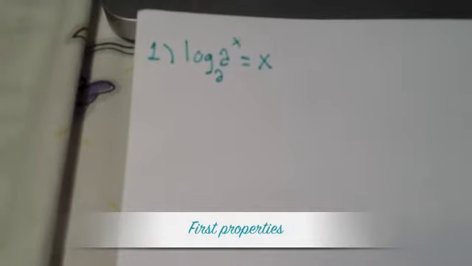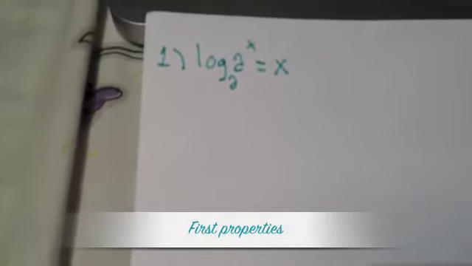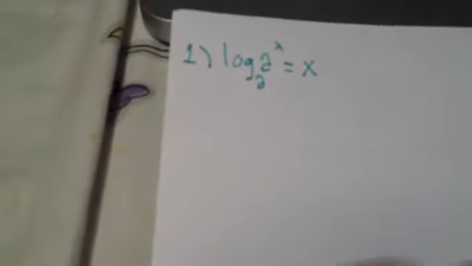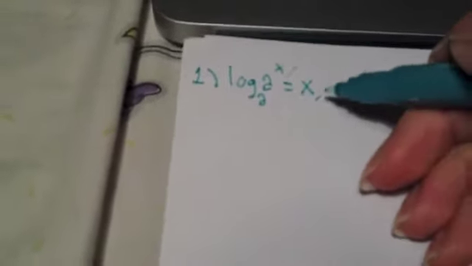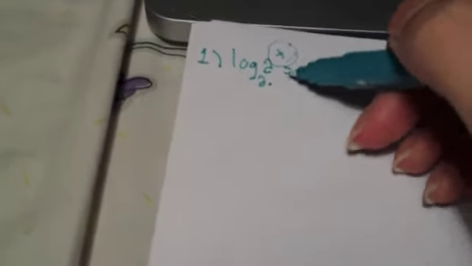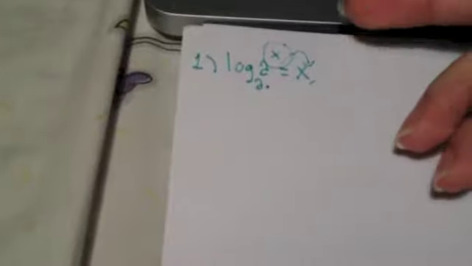So logarithm property 1 is log a to the x in base a is equal to x. As you can see, over here is x and x. That means that this x, the power of a, must be equal to the answer.